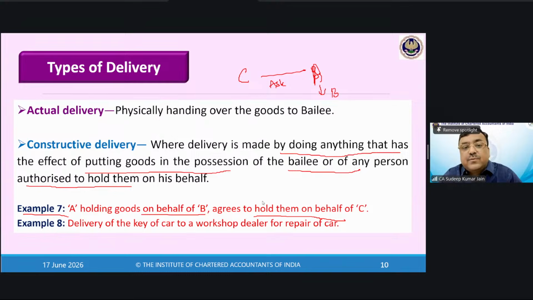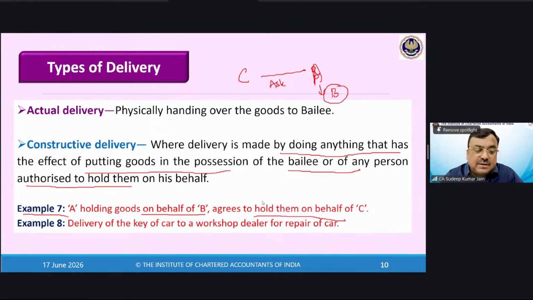You can take the book from me. It means the book is at the same place, that is with B. But before this agreement, B was holding the book on behalf of A. After the agreement, B is holding the book on behalf of C. It is called constructive delivery. That is example number 7. Please read carefully.